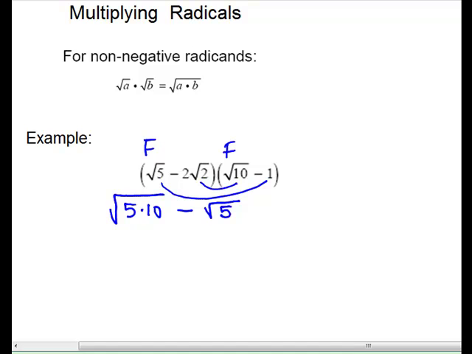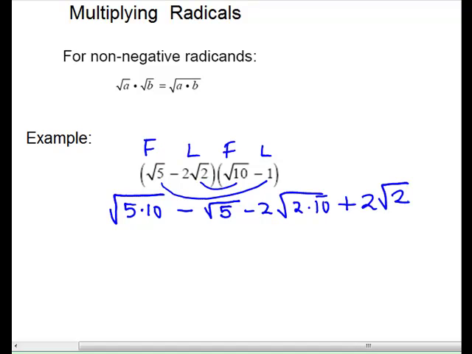Then we'll do the inside. The 1, 2 is going to stay on the outside. And then we have 2 times 10 on the inside. And that was first, outside, inside, and now last. This one will also multiply by 1. Be careful, your two negatives will give you a positive. 2 times 1 is 2, and you still have your square root of 2.